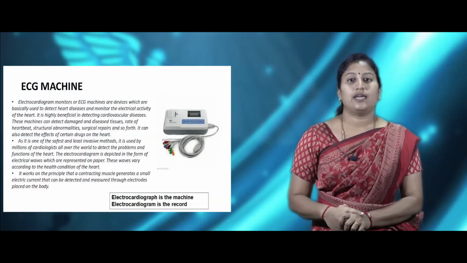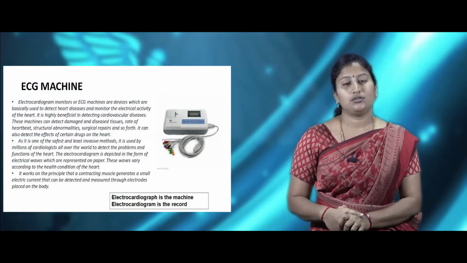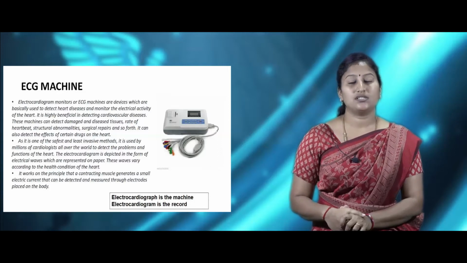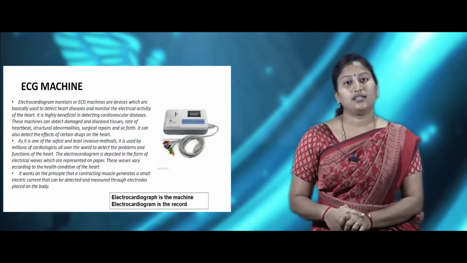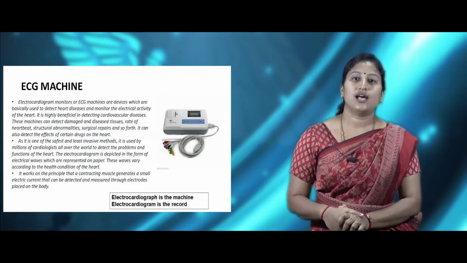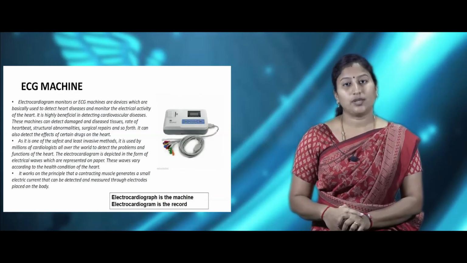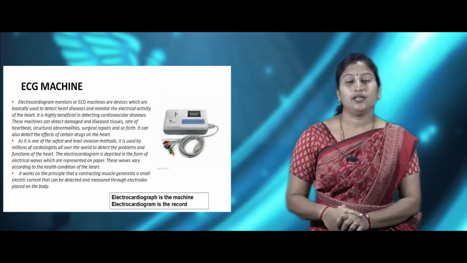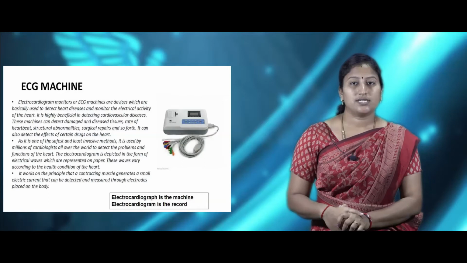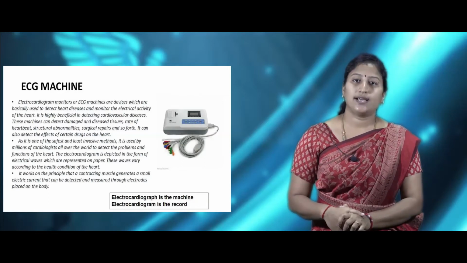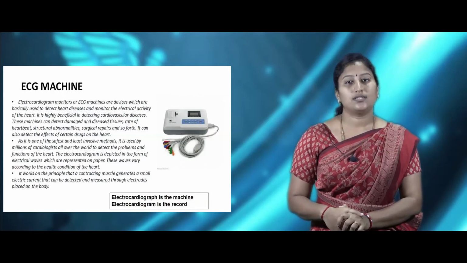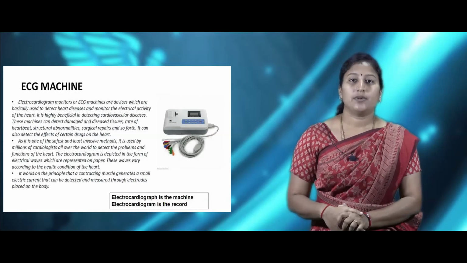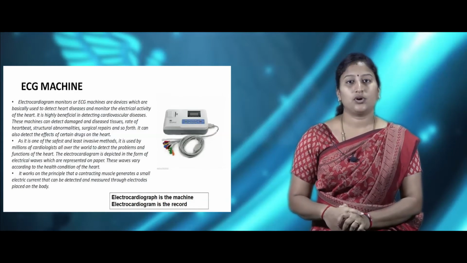ECG machine. Electrocardiograph machine or ECG monitors are devices that are used to diagnose heart diseases and to measure the electrical activity of the heart. It mainly works based on the principle that contracting muscles generate a small current that can be detected and measured by the electrodes placed on the body.